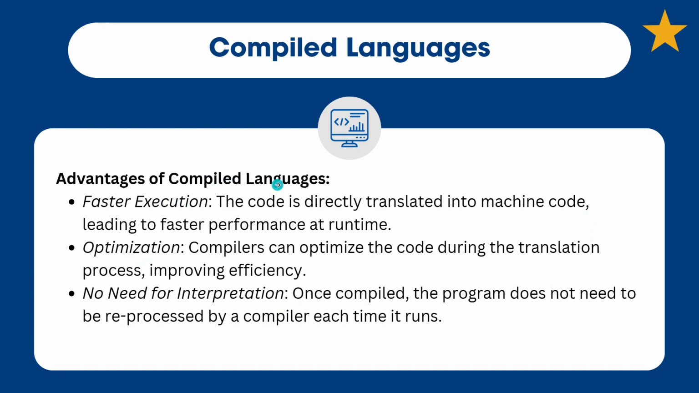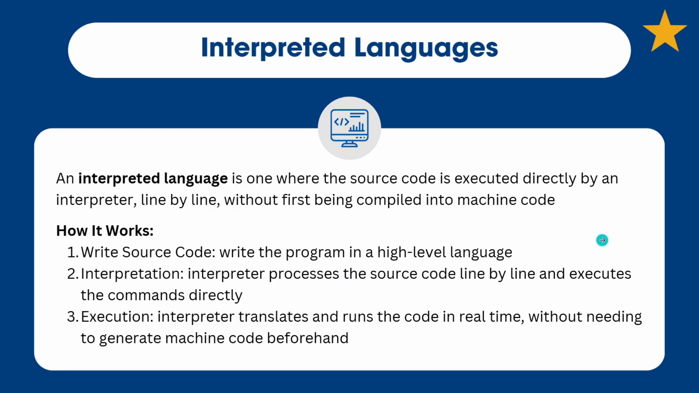So the advantages of compiled languages are that they're more quickly executed. The code is directly translated into machine code, so that's faster performance when you run it because it's already been translated. You don't have to worry about it once you're running. It's ready to go essentially. Optimization: compilers can optimize the code during the translation process, improving efficiency. And then no need for interpretation, because there's not an interpretation step. The program does not need to be reprocessed by a compiler each time it runs. Once it's been compiled, it's ready to go.